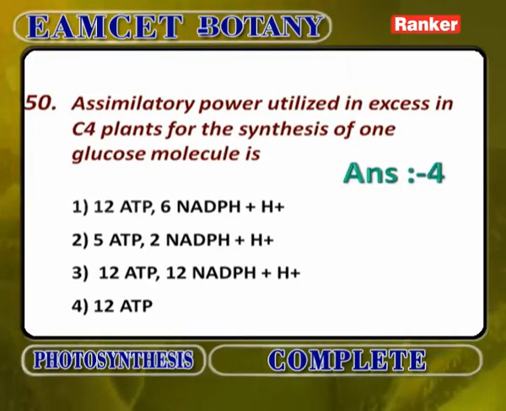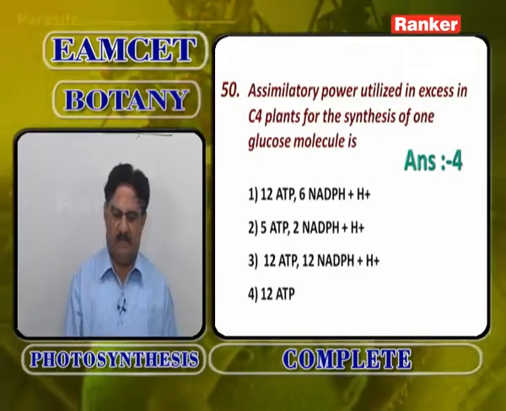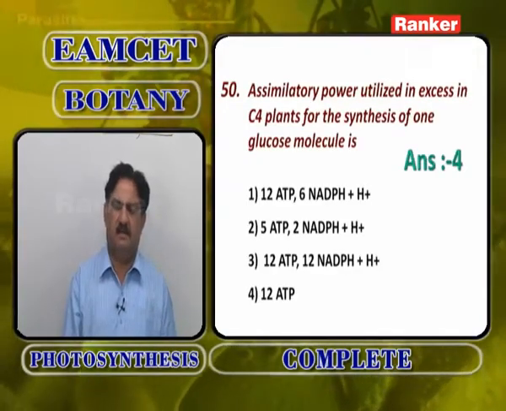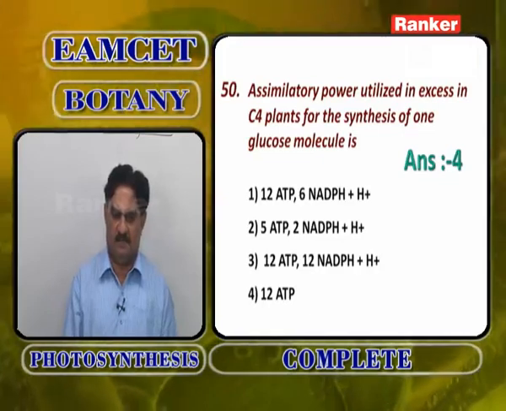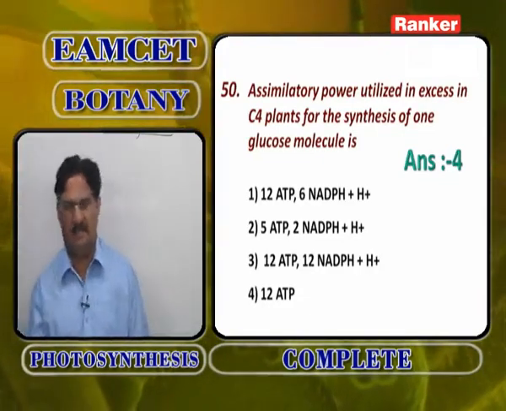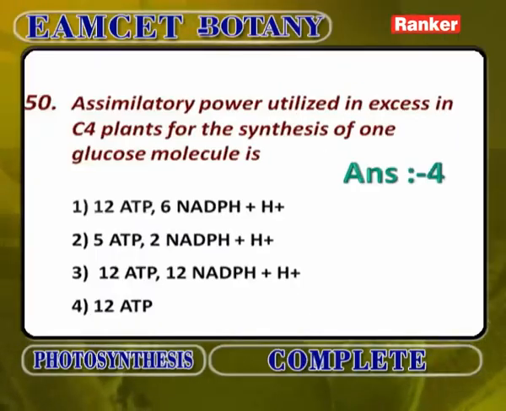Assimilatory power utilized in excess in C4 plants for the synthesis of one glucose molecule. 12 ATP, 6 NADPH2 is wrong. 5 ATP, 2 NADPH2 is wrong. 12 ATP, 12 NADPH2 is wrong. 12 ATP is correct. This is excess: 18 in C3 plants, 30 in C4 plants. So excess is 12 ATP.